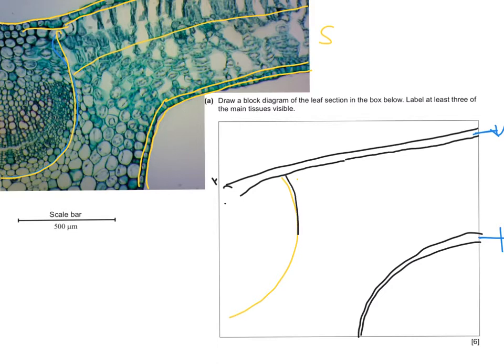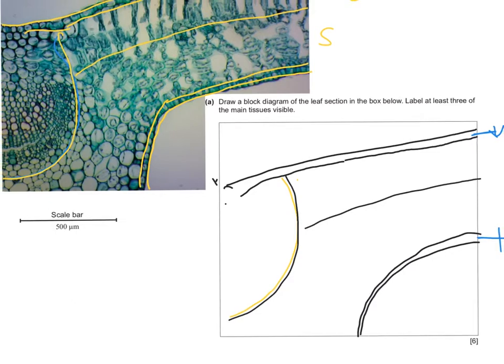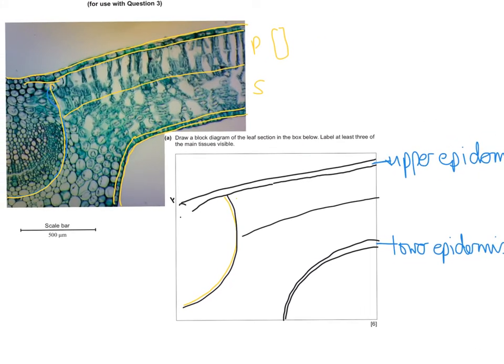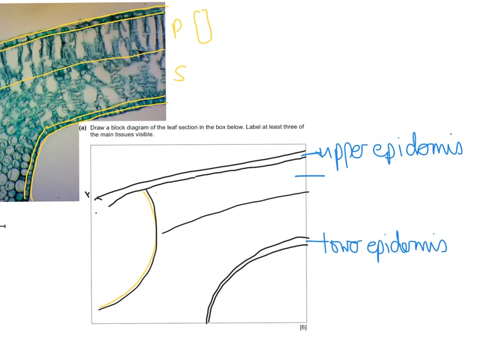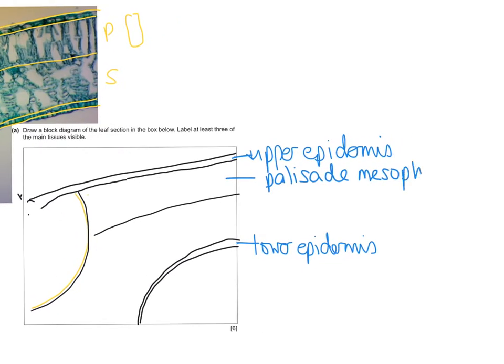Well, that would have been better if it had been black. Okay. So the upper layer is the palisade mesophyll. And underneath we've got the spongy mesophyll.